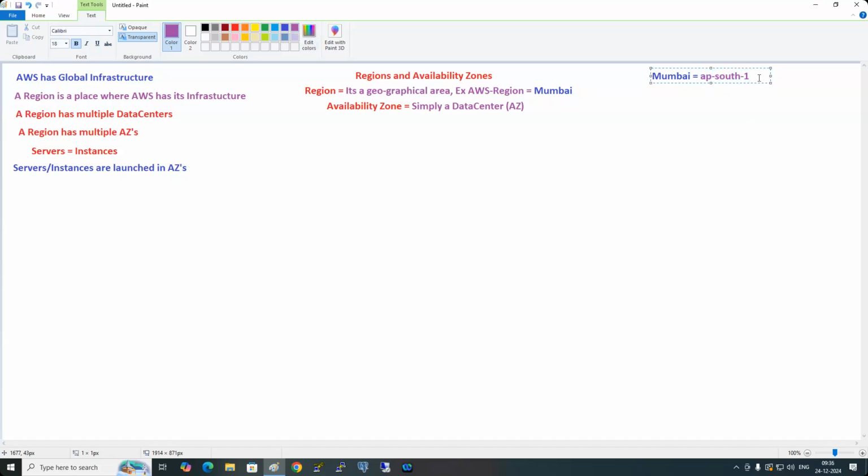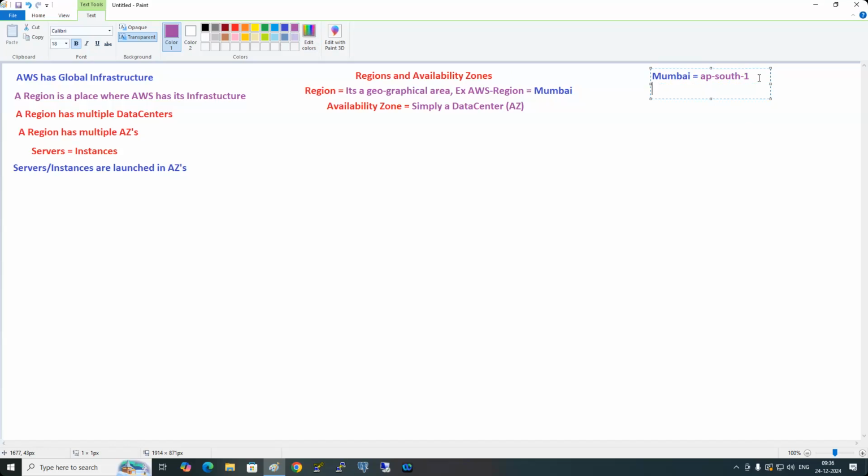So what is AP here? Asia Pacific. See, for the US, our Asia is on the south side, or not? For that reason, here we call it ap-south-1. So that is Mumbai.